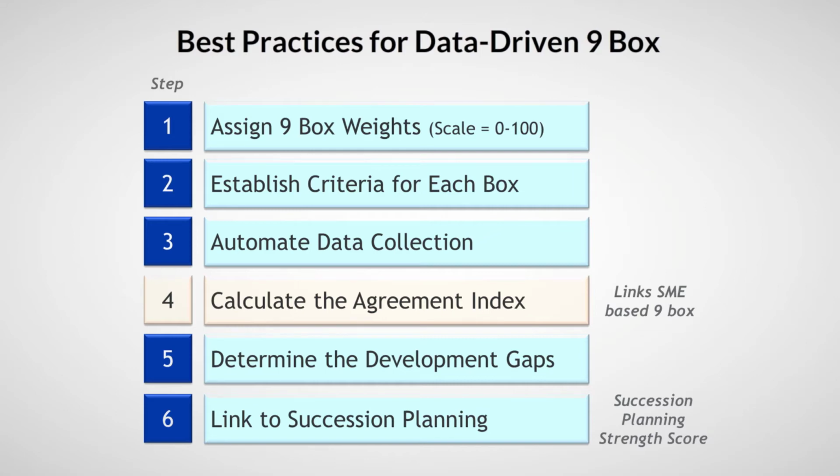Okay, so let's go over the 6-step process for actually calculating a data-driven 9 box. And again, remember Einstein's quote, keep it simple. Even though this is a lot of data-heavy stuff, once you understand that it's a very simple 6-step process, you'll be able to execute this and embed it into your talent reviews.